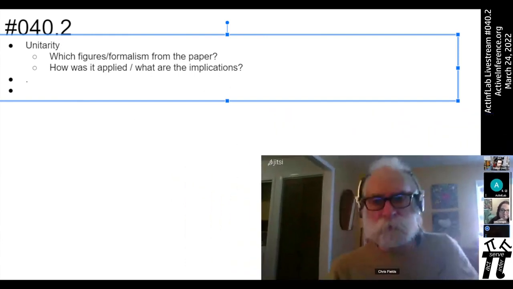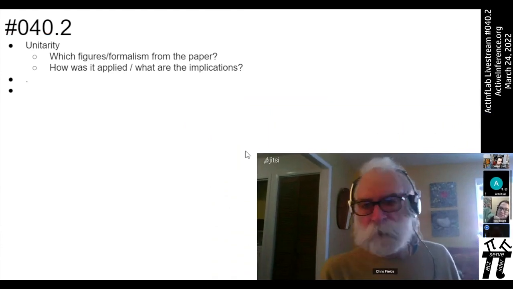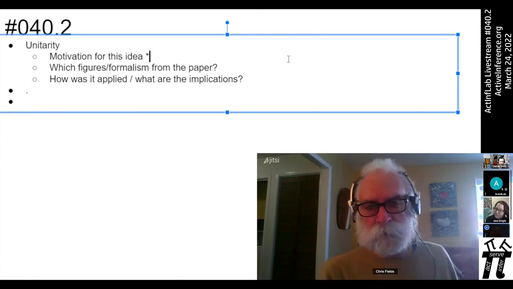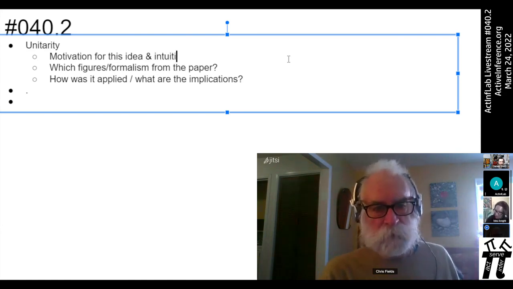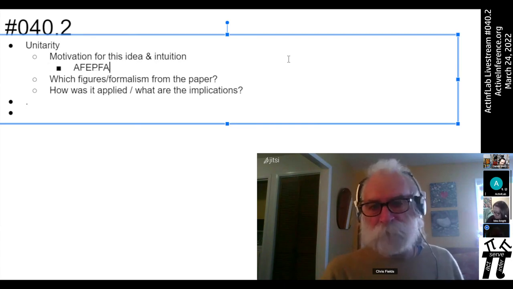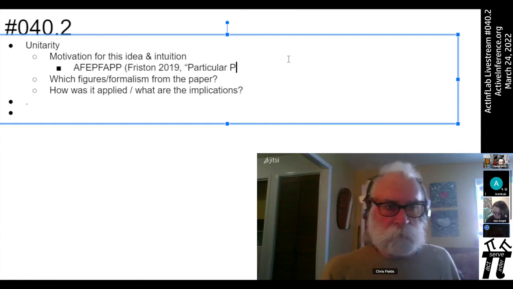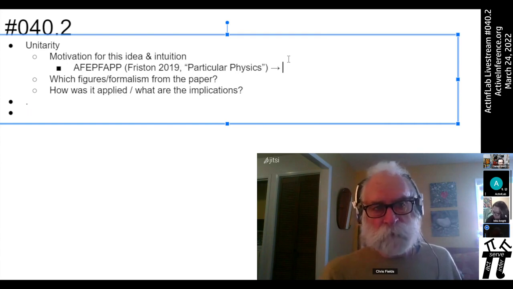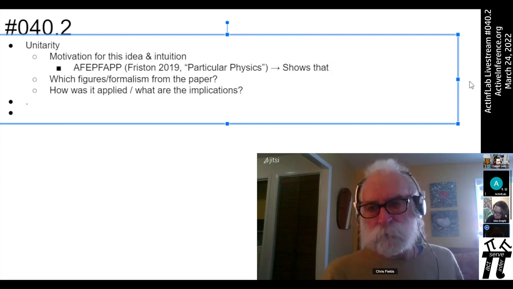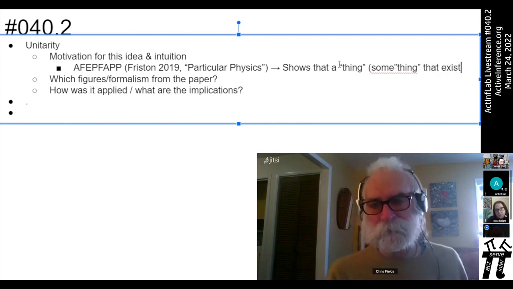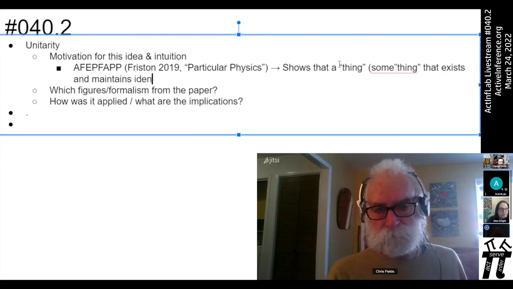Let's talk first informally just about the motivation for this idea and how it might make sense intuitively. And again, I'll go back to Karl's paper from 2019, A Free Energy Principle for a Particular Physics, which the current paper is obviously modeled after in a certain way. And as we discussed last time, what Karl was able to show in Particular Physics was the very intuitive idea of a thing, of something that exists and importantly maintains its identity as a single system over time.